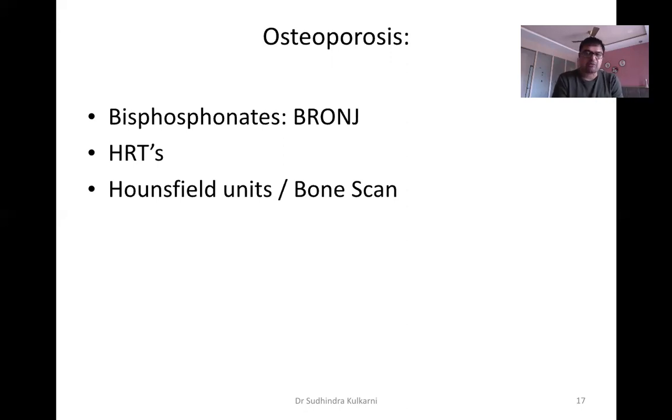Secondly, some patients, especially those who have undergone ovariectomies due to cancer, would be on some kind of hormone replacement therapy, so you need to check for that. One of the easiest ways to evaluate how good the bone is, even in osteoporotic individuals, is a bone scan or Hounsfield units. If the Hounsfield units are more than around 300, then I think the bone is good enough to undergo a procedure.